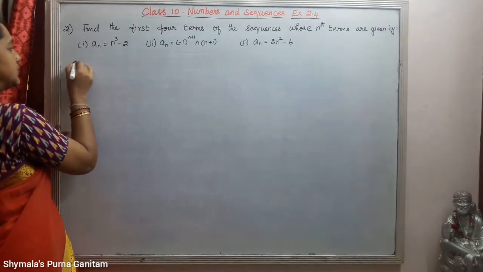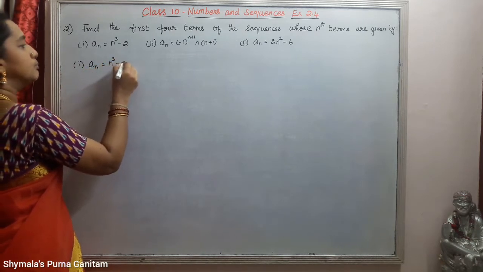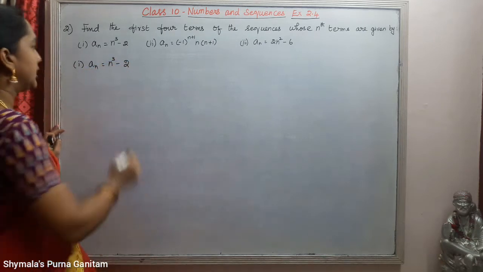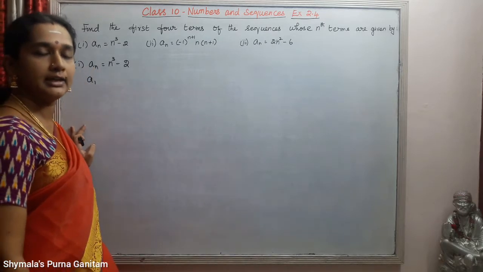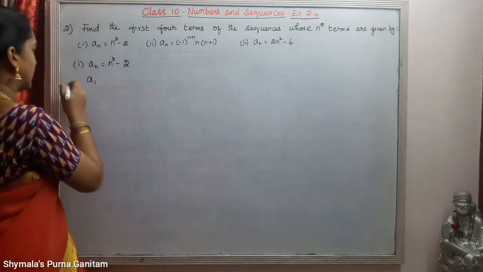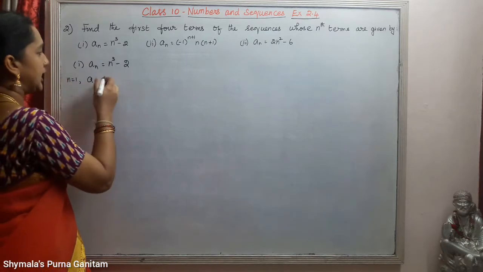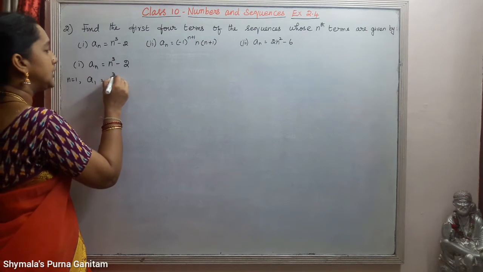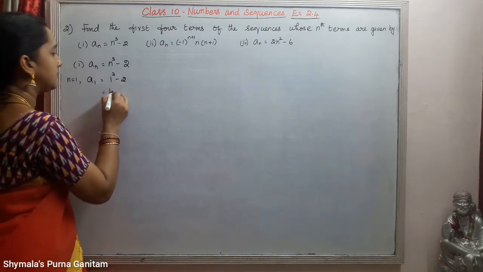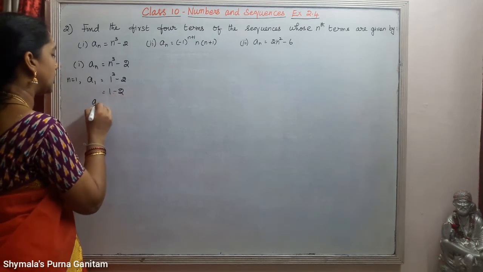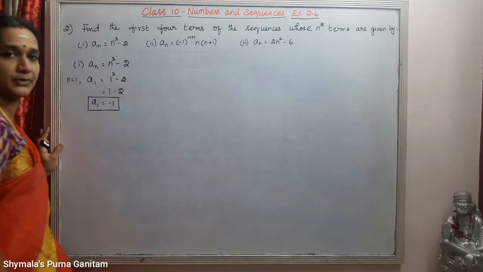So the first sum is a_n equals n cube minus 2. Now instead of this n I will take 1. So n is equal to 1, that is the first term. So a1 is equal to 1 cube minus 2. What is 1 cube? 1. 1 minus 2. So a1 is equal to minus 1. This is the first term.